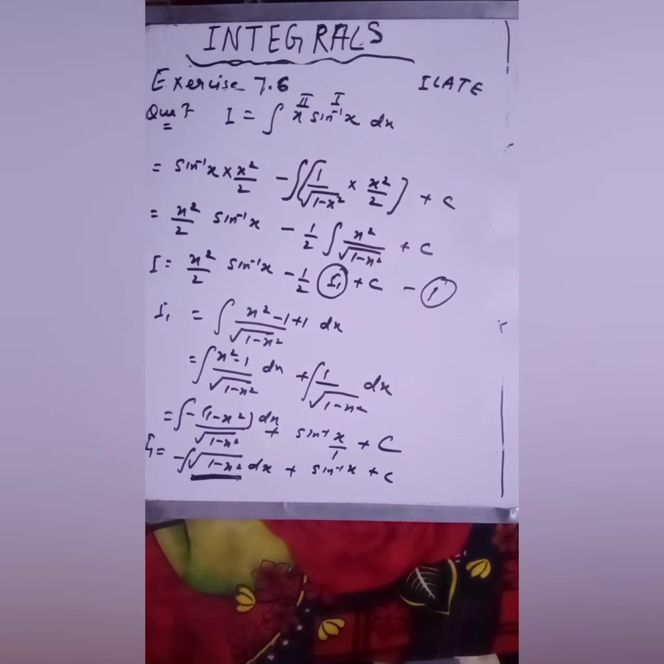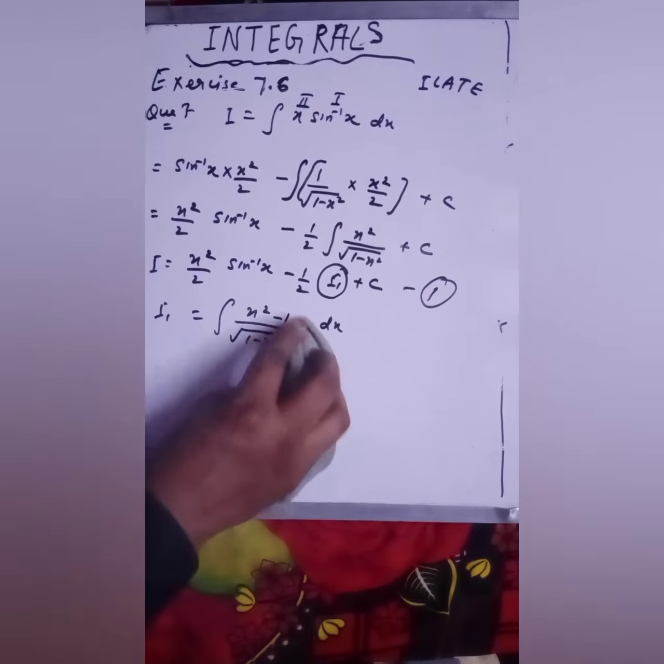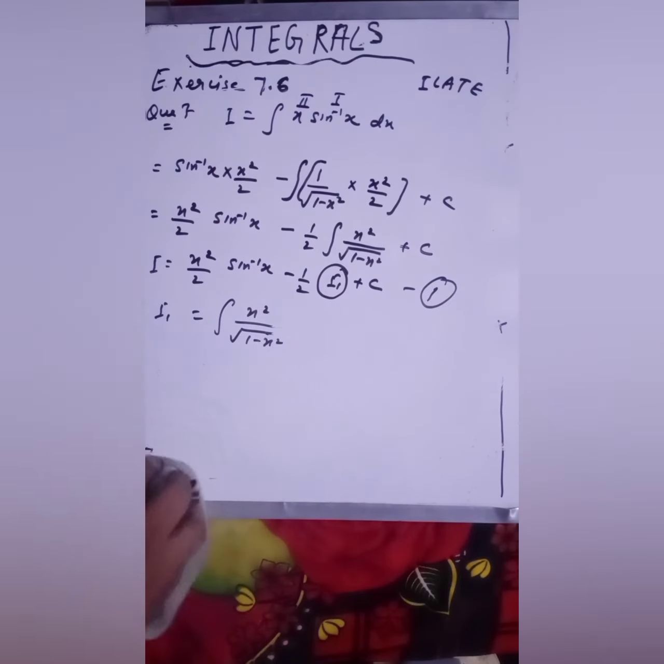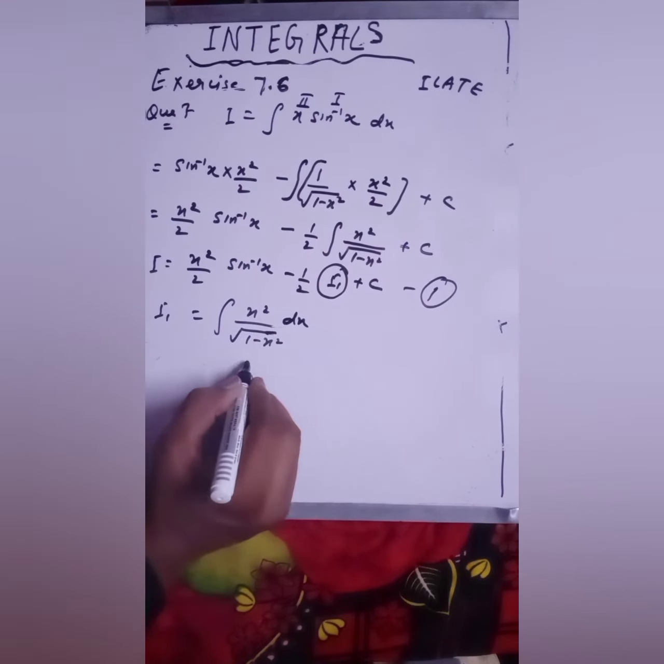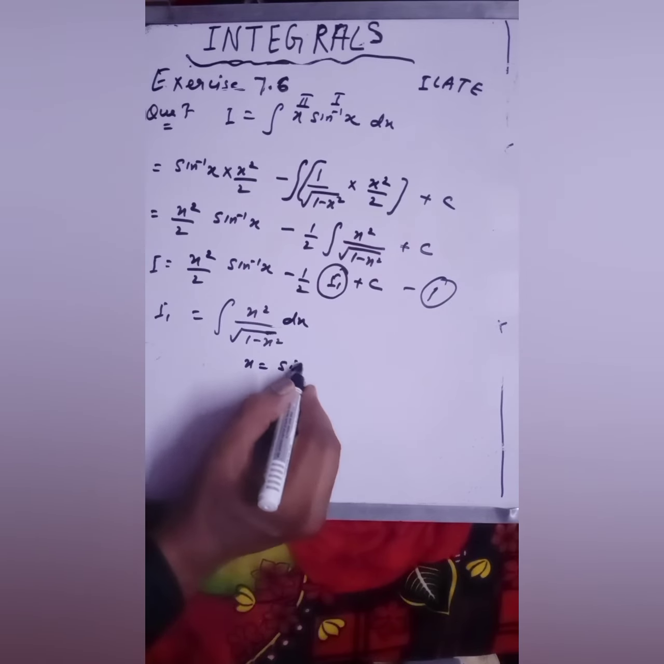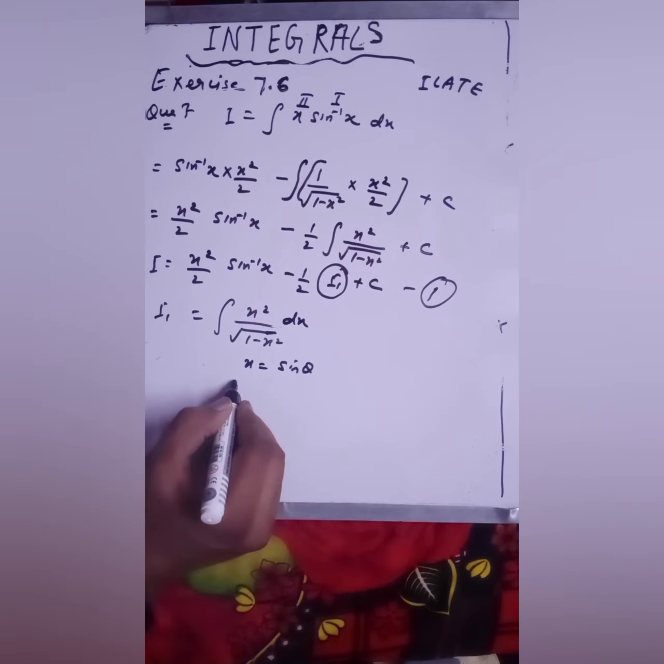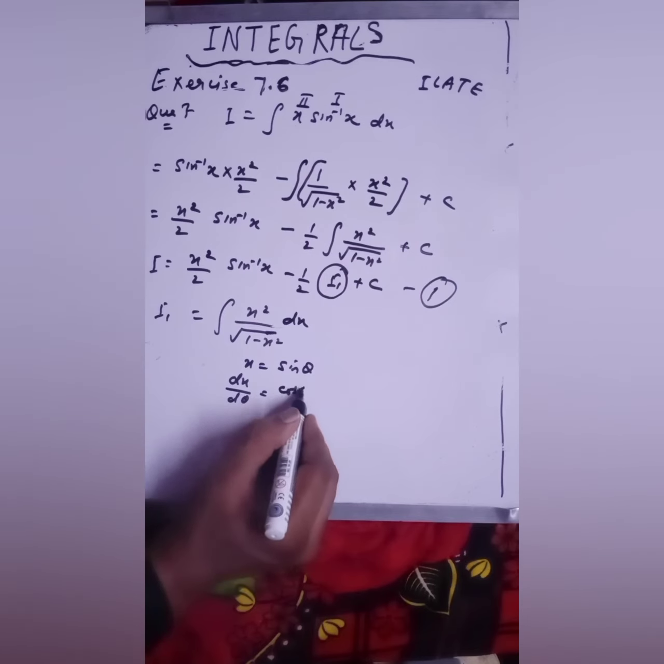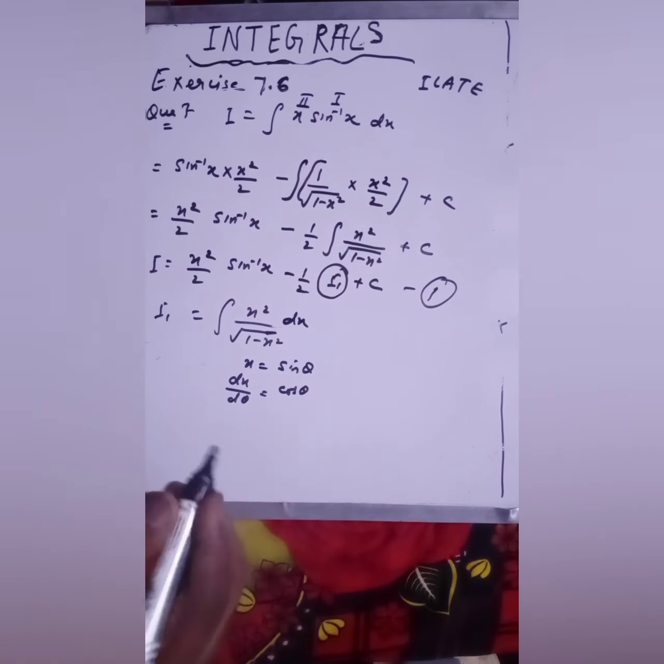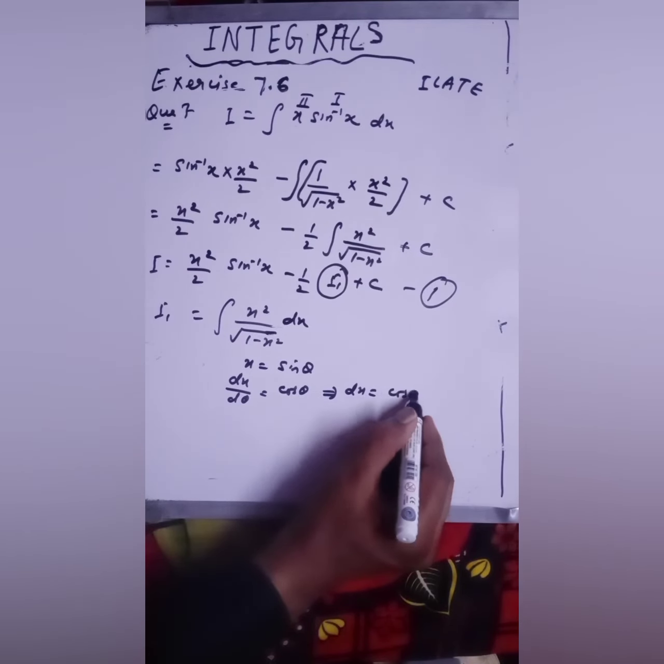Or if you want to solve this I1, I will give you another method for this. Just wait. So this I1 you can also solve. So this is your I1. At the place of this x, I am putting sine theta. So the derivative of this would be dx upon d theta equals cos theta. So this will give you dx equals cos theta into d theta.